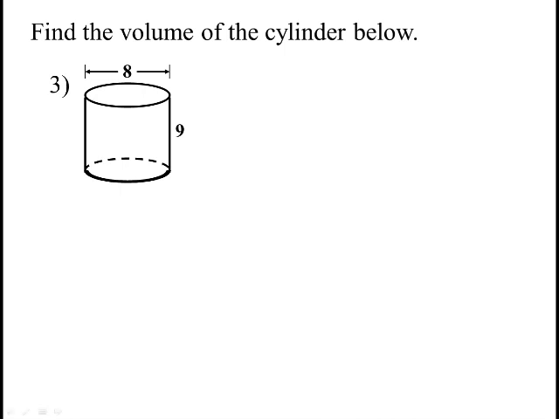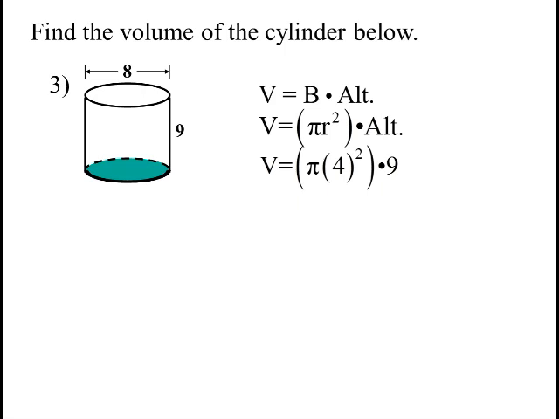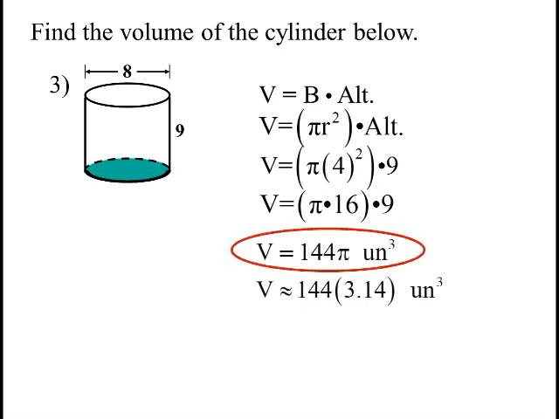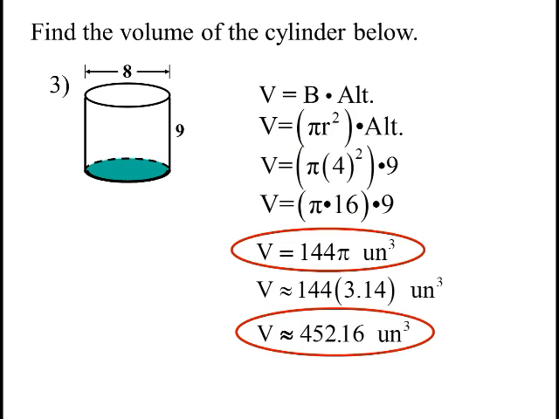Now why don't you give this cylinder a try? The general formula is base area times altitude. Your base area is going to be a circle, so it's pi r squared. Looks like the diameter is 8, so the radius will be 4. And the altitude of the prism is 9. Pretty simple. Estimate 452.